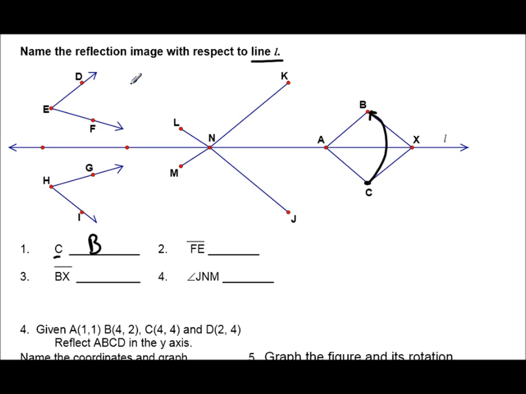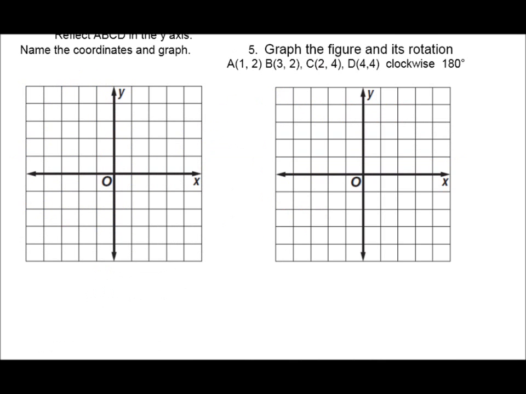Number 3, BX. BX is a line segment. So if it's flipped over line L, it'll fall on top of CX. Now you have to say CX in that exact order because that shows you that B fell on top of C when it was flipped and X fell back on itself when it was flipped. If you put XC, that would be incorrect.